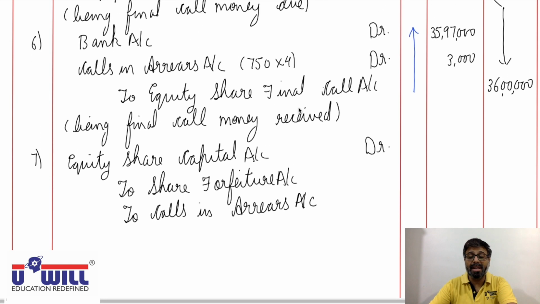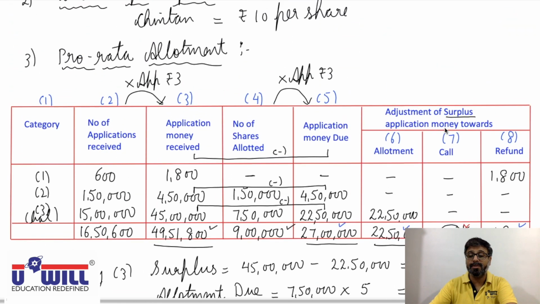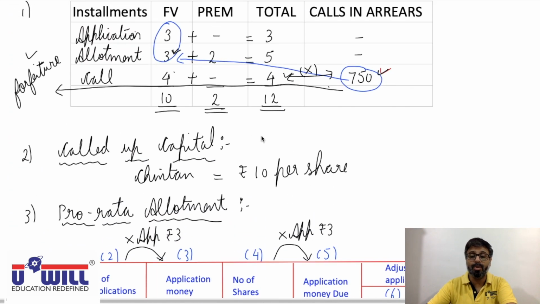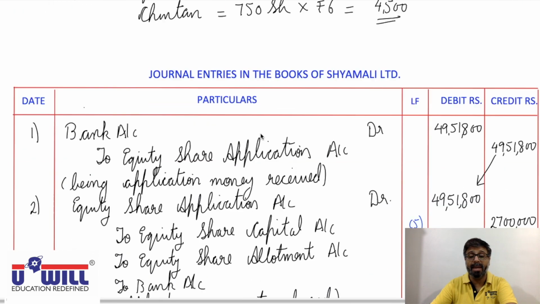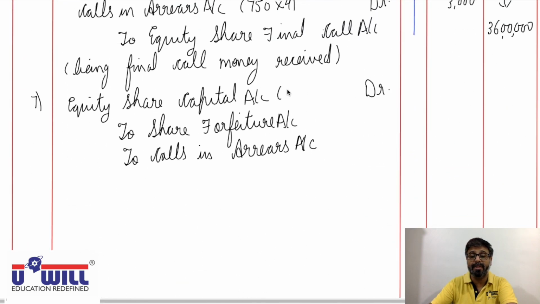Now for equity share capital, the formula was number of shares forfeited, that is 750, into called up capital, that is 10 rupees. Second working note we have done. So number of shares forfeited 750 into called up capital 10 is 7,500. So equity share capital with 7,500.